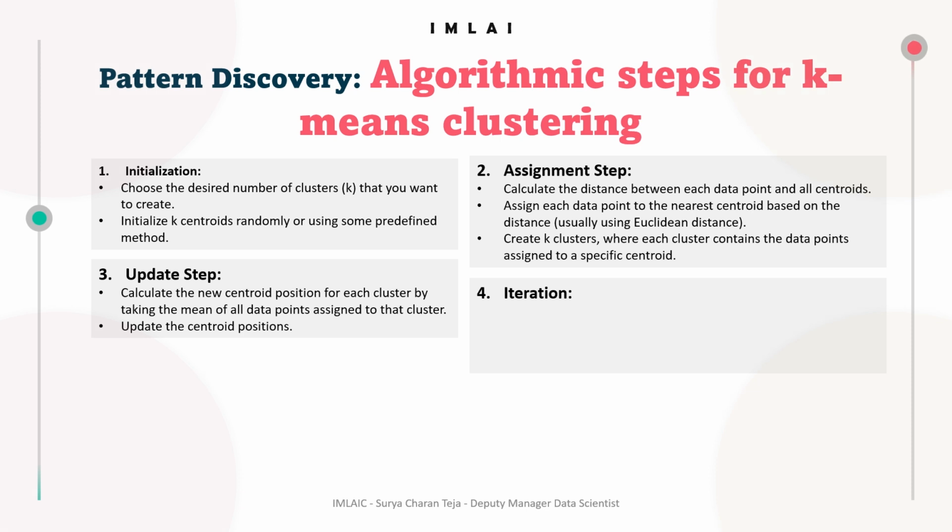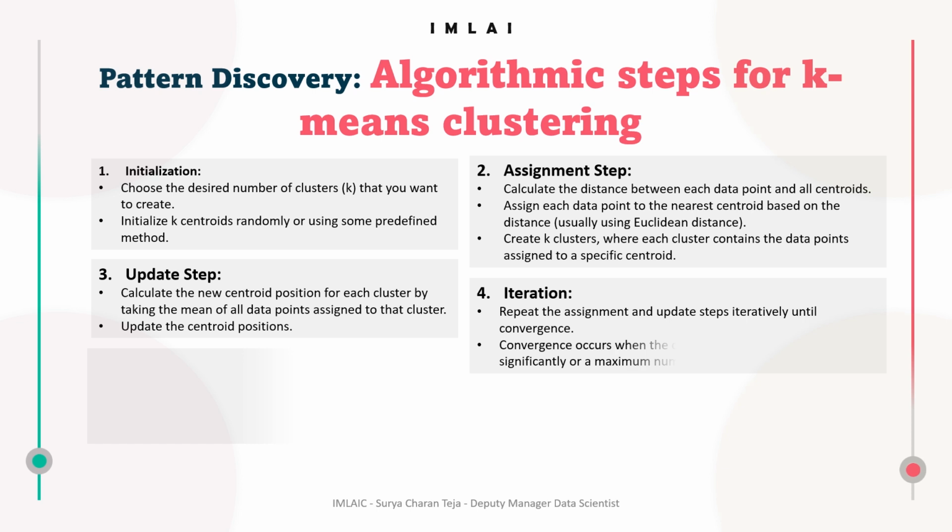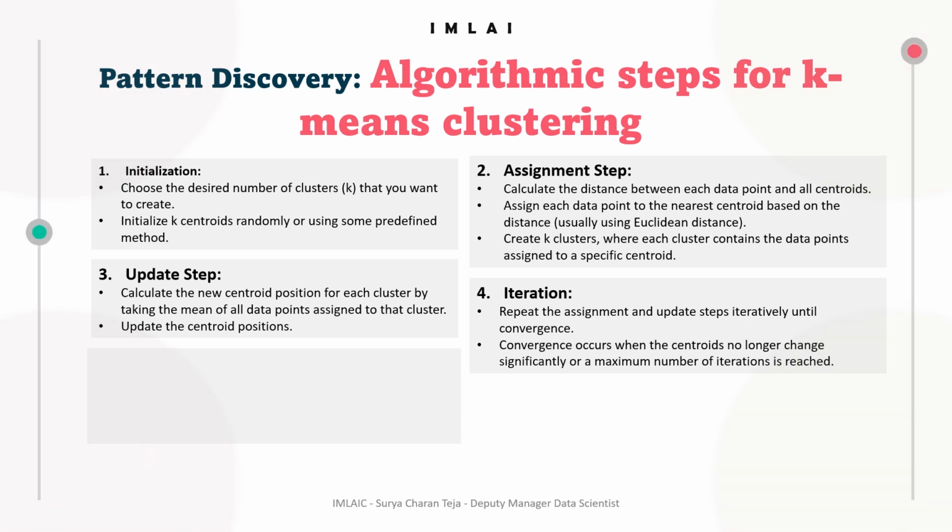And fourth, iteration. Repeat the assignment and update steps, that's steps 2 and 3, iteratively until convergence happens. Convergence occurs when the centroids no longer change significantly or a maximum number of iterations is reached. This is what we call convergence.